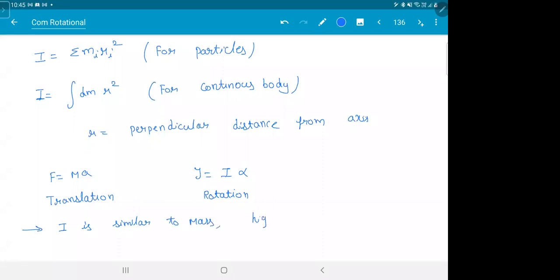So basically, the higher the value of I, the more difficult it is to rotate the body. It's like, what is mass? The more the mass, the more difficult to translate. A 100 kg block is more difficult to push than a 10 kg block. Similarly, a body with a higher amount of inertia is more difficult to rotate.